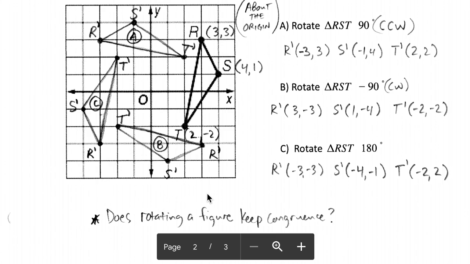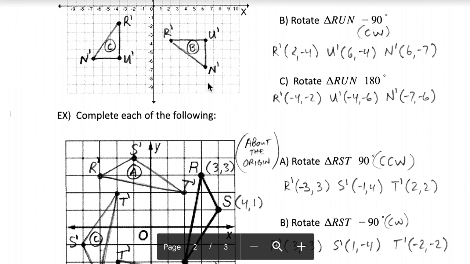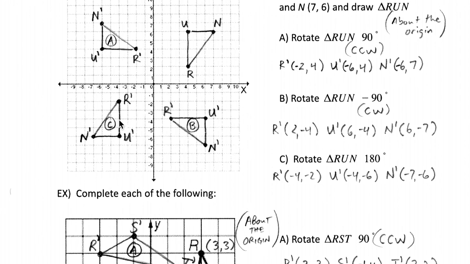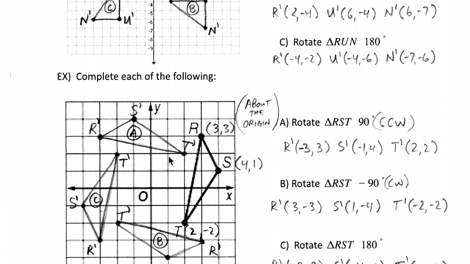Last question here, does rotating a figure change the shape or the size of our triangle? Hopefully you can see through the examples that we've done that no, it's not going to change the shape or the size, so rotating is going to keep figures congruent.